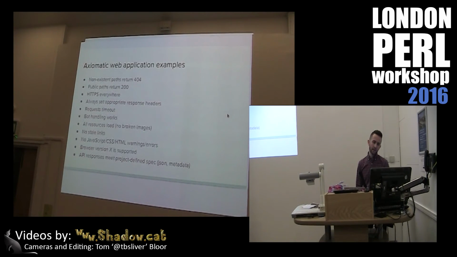So here are some other types of axiomatic web application tests you could write. You could do things like check all public paths return 200, that you don't have any stale links. These things are still generic, but they're more useful in the sense that if you have a web application, most of these things should always be true, or you'd want them to be true, depending on the type of application you've written.